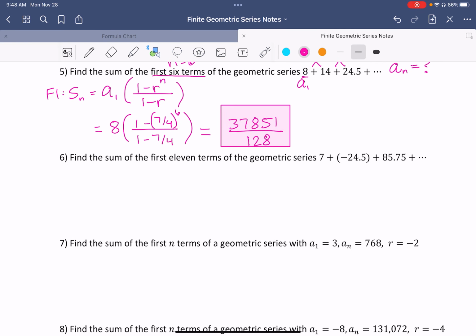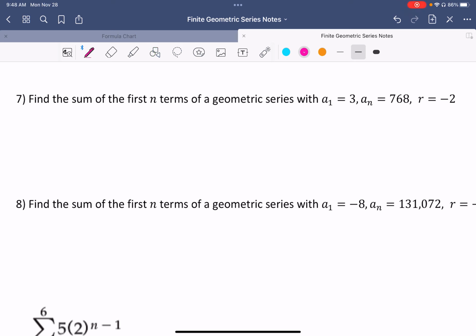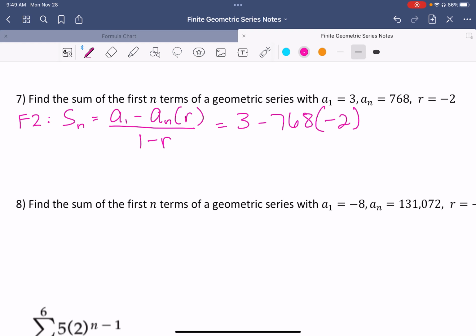Okay, now that you've done number 6, let's do number 7 together. Find the sum of the first n terms of a geometric series with a sub 1 equals 3, a sub n is 768, and r equals -2. So this one is pretty easy because you don't have to find anything. They just give you everything that you need. And notice that we have the last term, so we're going to be using formula 2, which is the first term minus the last term times the common ratio over 1 minus r. So that's 3 minus 768 times -2 over 1 minus -2.